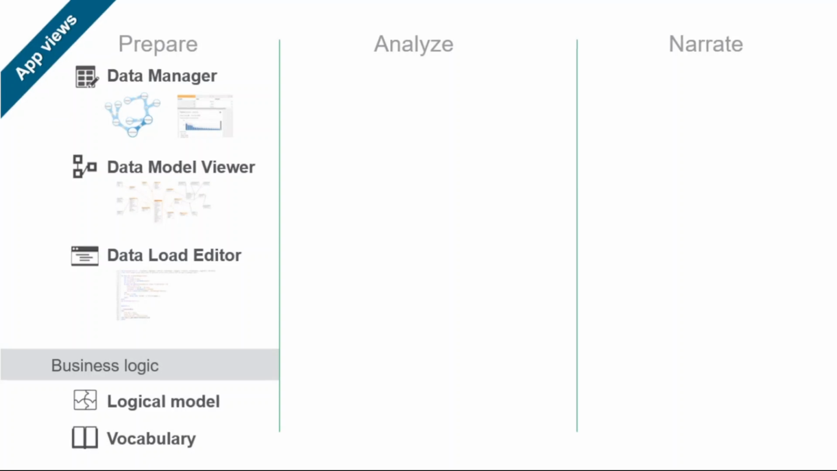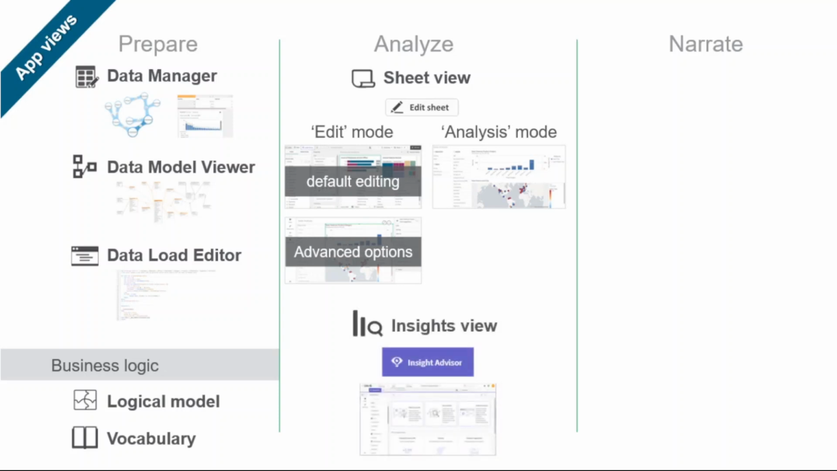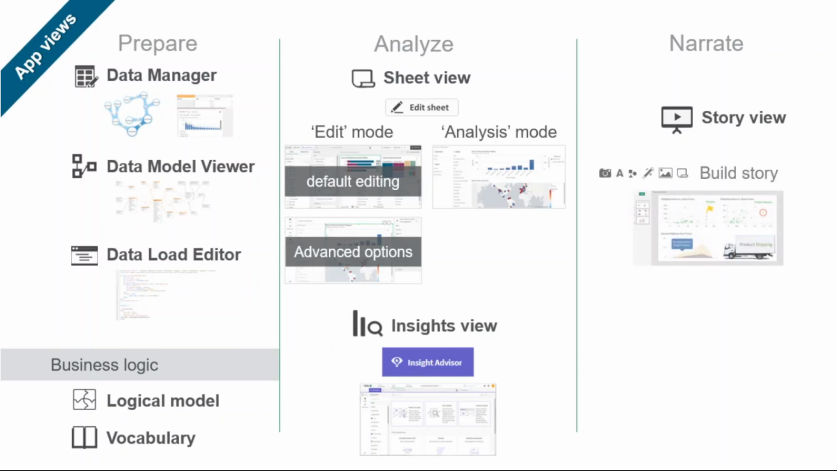The analysis within an app is conducted within the Sheet view. Business analysts will create and edit visualizations while the app is in edit mode. Then, to perform an analysis, they will switch the app to analysis mode. Alternatively, a business analyst may use the Insight Advisor to generate visualizations. Finally, the Qlik Sense storytelling capability is accomplished using the Story view. This view presents a mode which is used to build the story and another mode which is used to play the story.